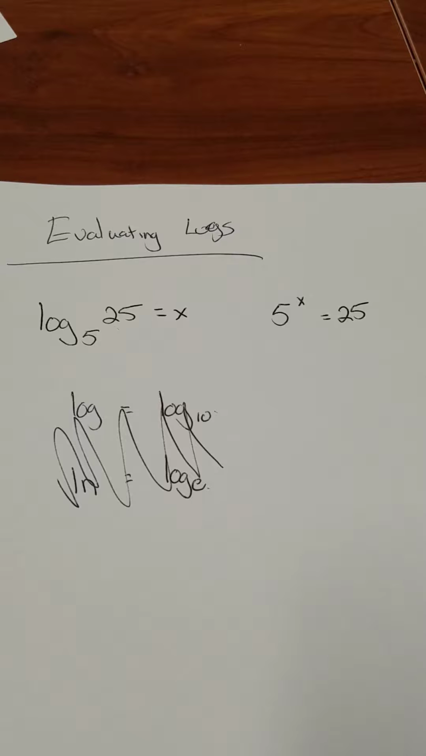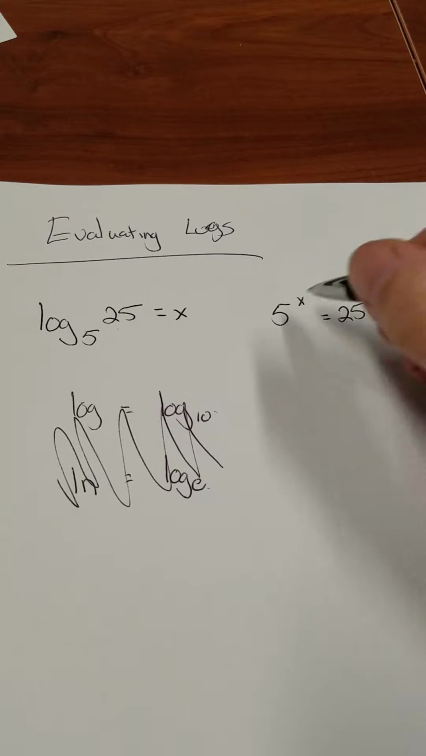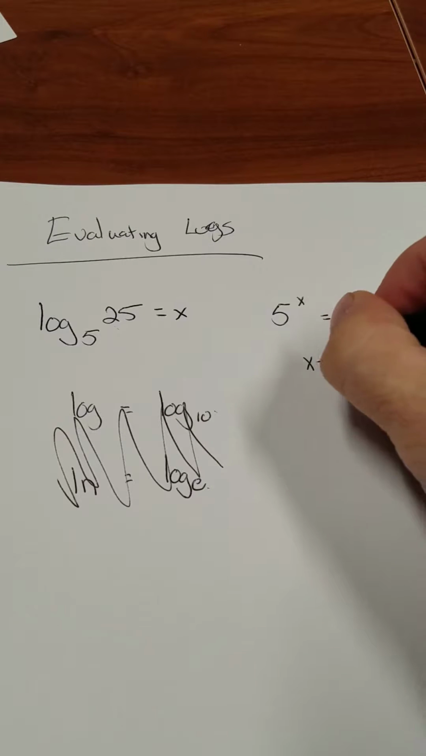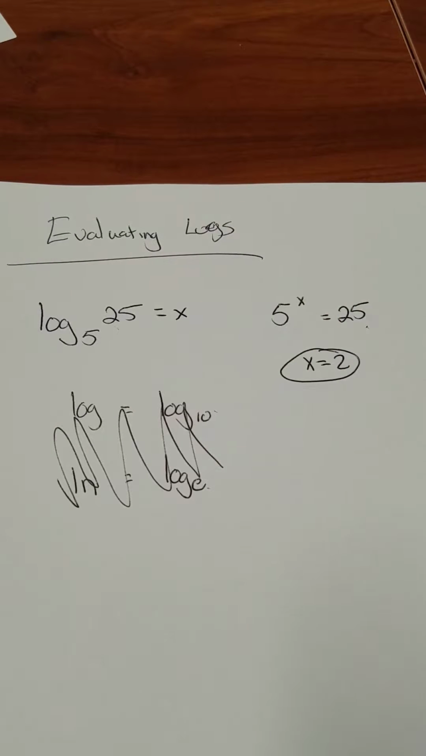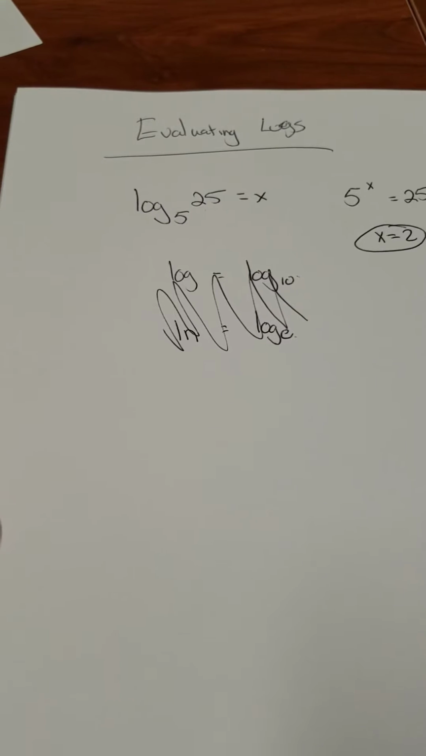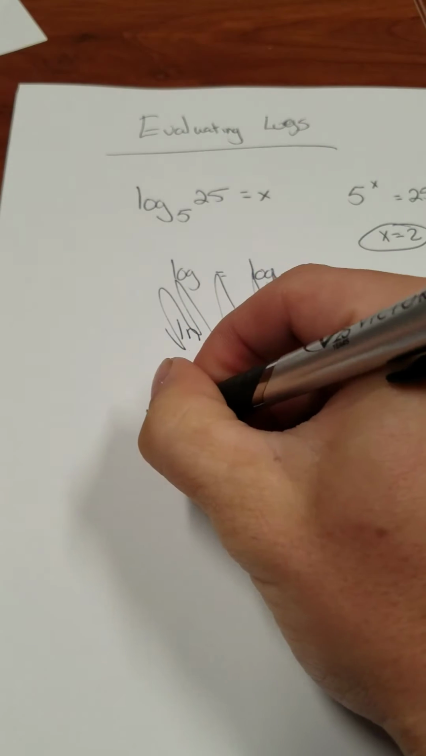Now, 5 to what power is going to give me 25? If you get confused, just start typing things into the calculator. Like 5 to the first gives you 5, 5 to the second gives you 25, 5 to the third is 125. But we're looking for something that gives me 25, so that means x is going to equal 2. All right, pretty straightforward.